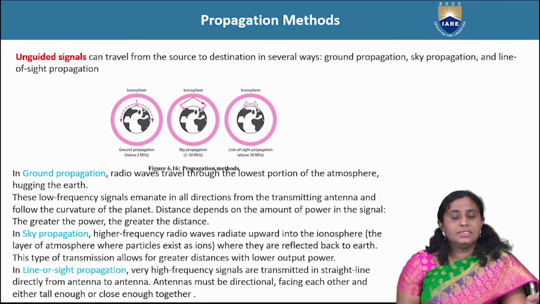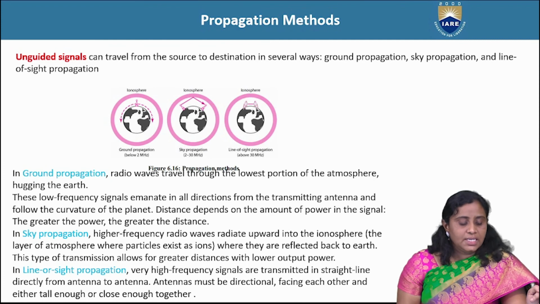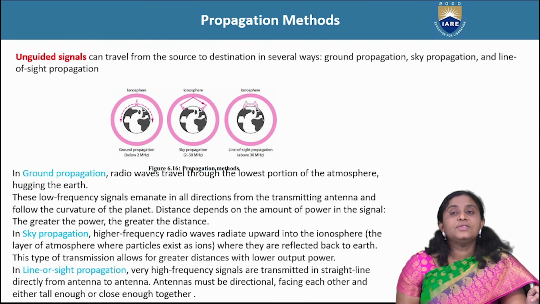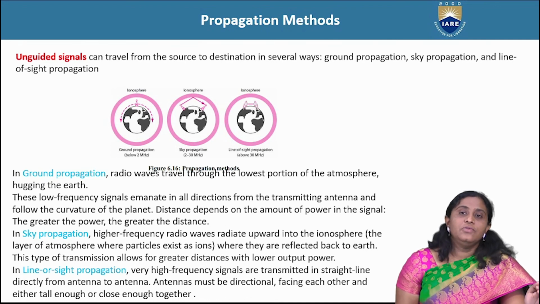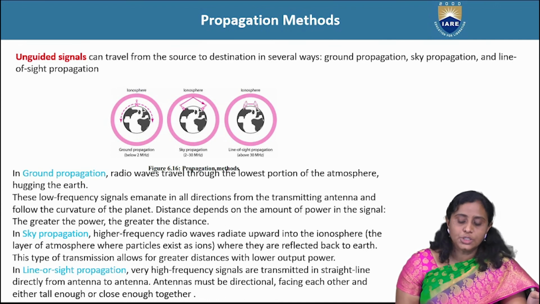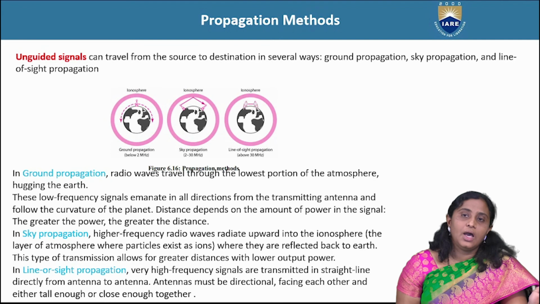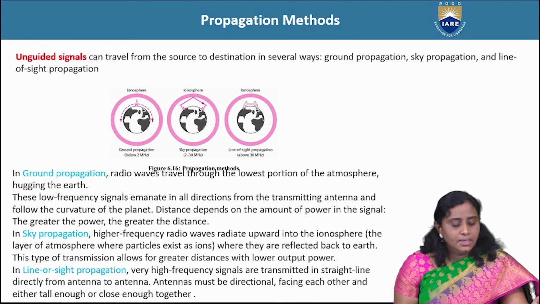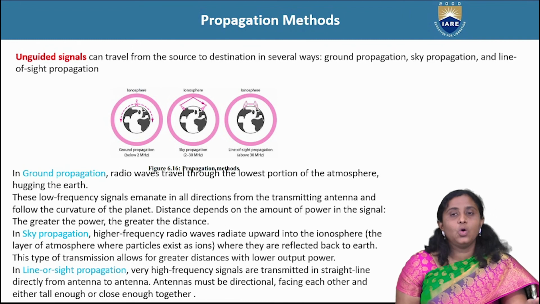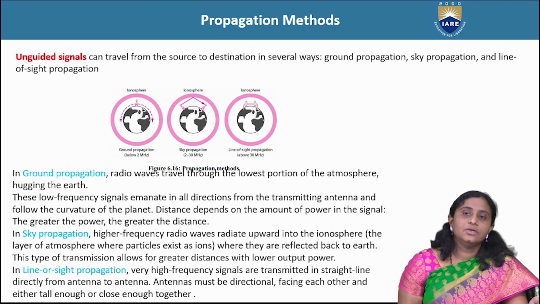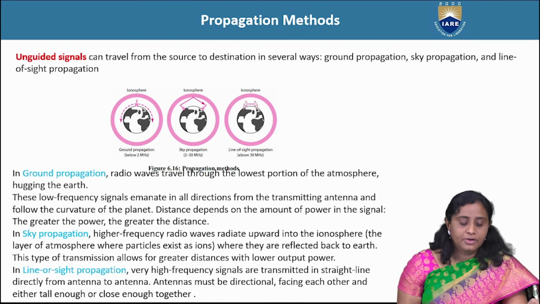The second is sky propagation, in which high frequency radio waves radiate upward into the ionosphere, the layer of the atmosphere where particles exist, which we call ions, where they are reflected back to earth. This type of transmission allows for greater distances with lower output power.